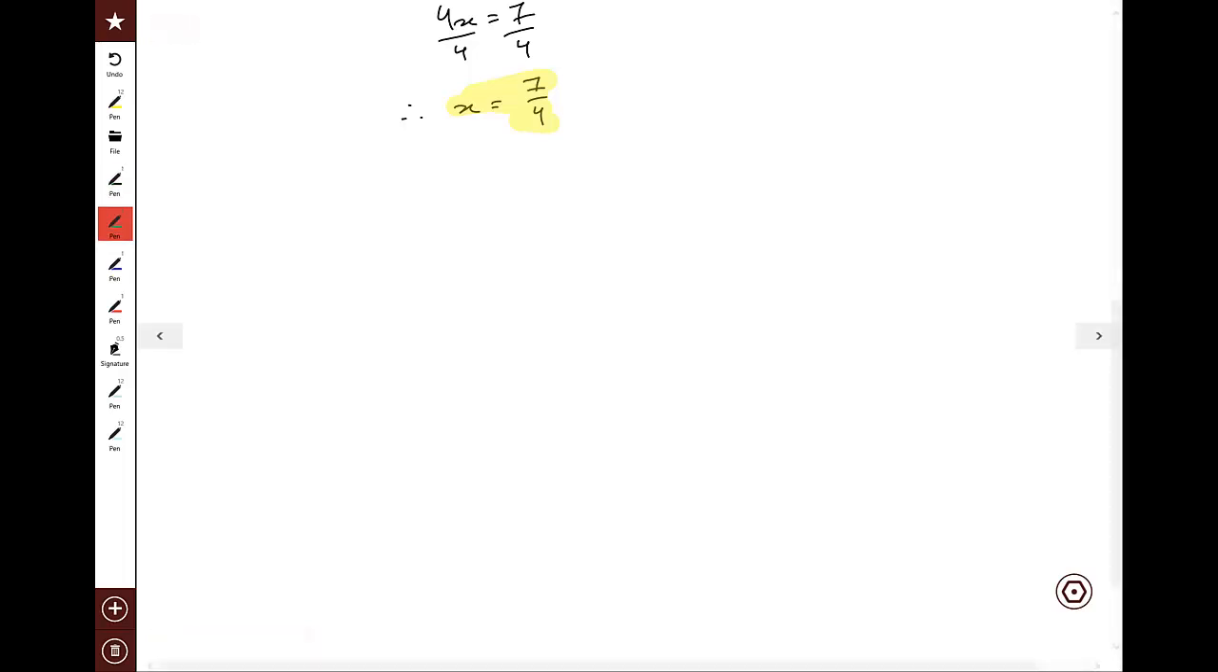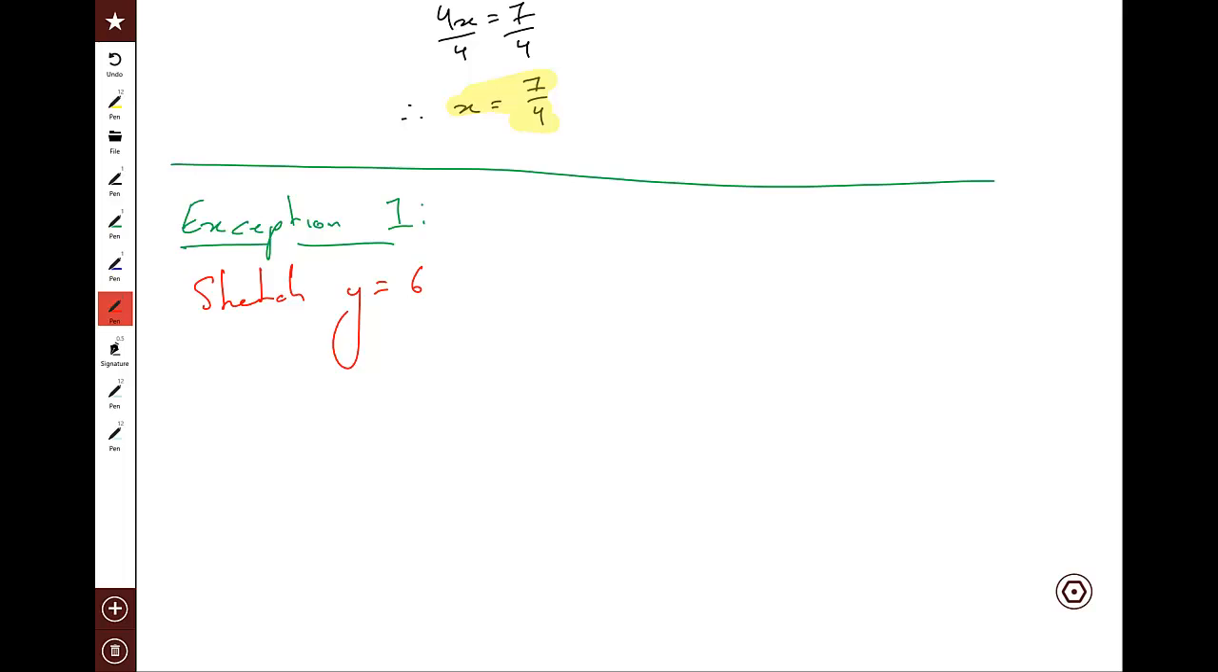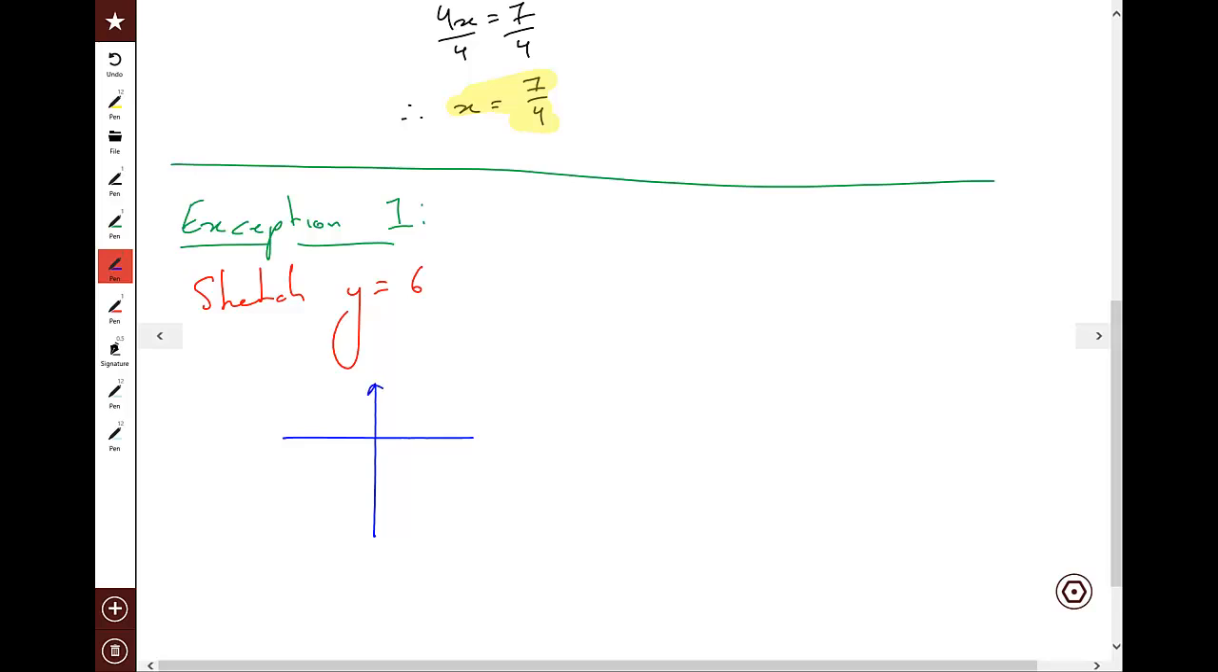So let me talk very briefly about the two exceptions. So, exception 1. Alright, so the first exception is if you have something like sketch y equals 6. Okay, so if you just have y equal to a number, this is a very simple graph to draw, but it does sort of trip a lot of people up. So I'm going to draw it very quickly. Sketch it rather. And so we have our axes roughly like that. There's our y, there's our x.